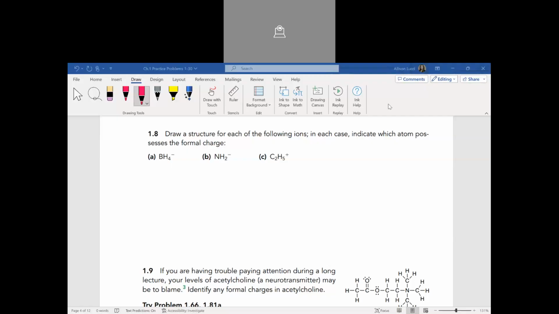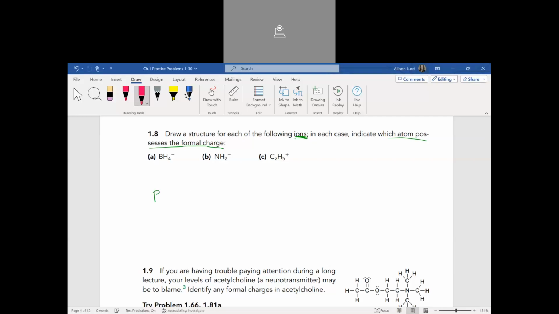In this next problem from Chapter 1, 1.8, we're asked to draw a structure of each of the following ions. That will tell us that we either gain an electron for all these negatively charged species here, or for the positively charged, that means that we've lost an electron. So in the end, we want to indicate which atom would possess the formal charge. So step 1 is draw the structure here.